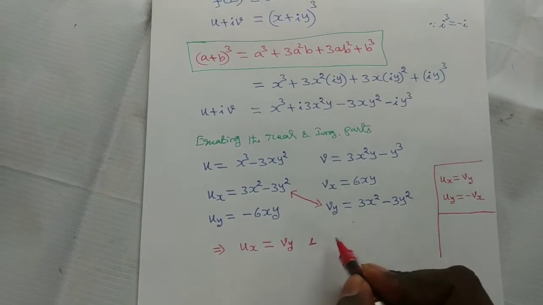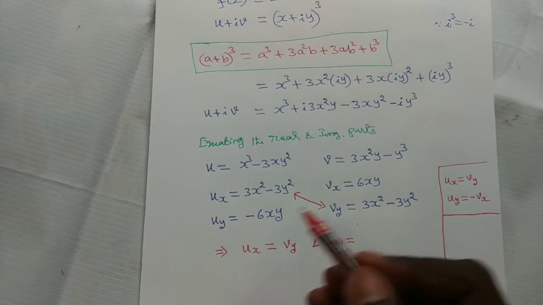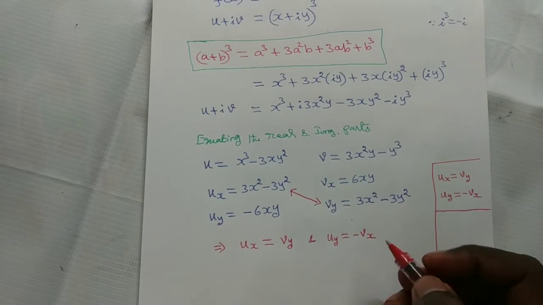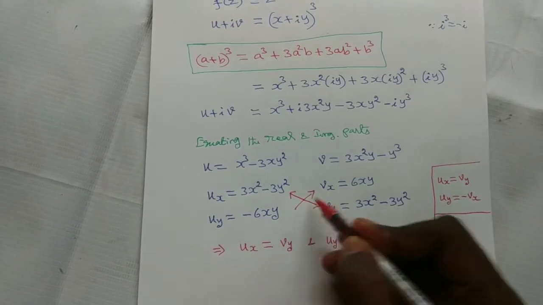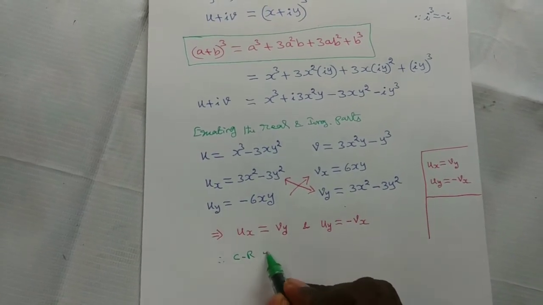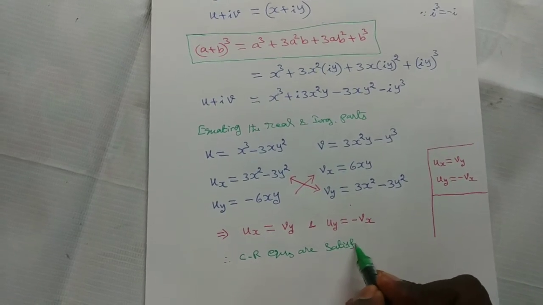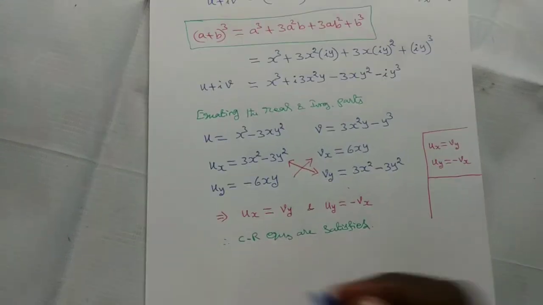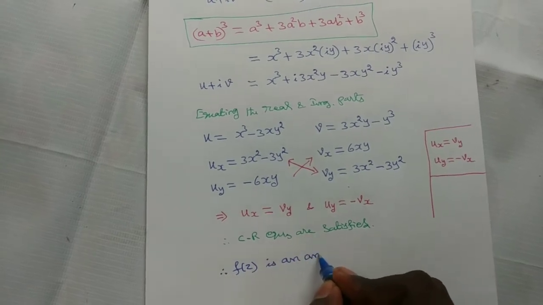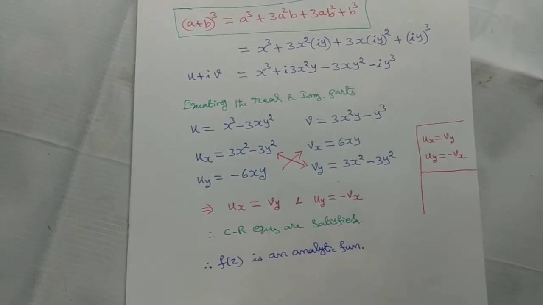So therefore the second one is uy is equal to minus vx. That is, here negative means that is positive. If it is positive, that will be negative. So minus vx. Therefore both the conditions are satisfied. Therefore the CR equations are satisfied. Therefore f of z is an analytic function. Hence proved.